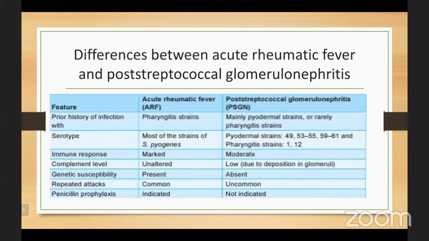The complement level of acute rheumatic fever is unaltered, and in post-streptococcal glomerulonephritis, it is low due to the deposition in glomeruli. Next one is genetic susceptibility. Genetic susceptibility is present in acute rheumatic fever and it is absent in post-streptococcal glomerulonephritis. Repeated attacks are common in acute rheumatic fever. In post-streptococcal glomerulonephritis, repeated attacks are uncommon. Next one is penicillin prophylaxis, which is indicated in acute rheumatic fever. In post-streptococcal glomerulonephritis, it is not indicated.